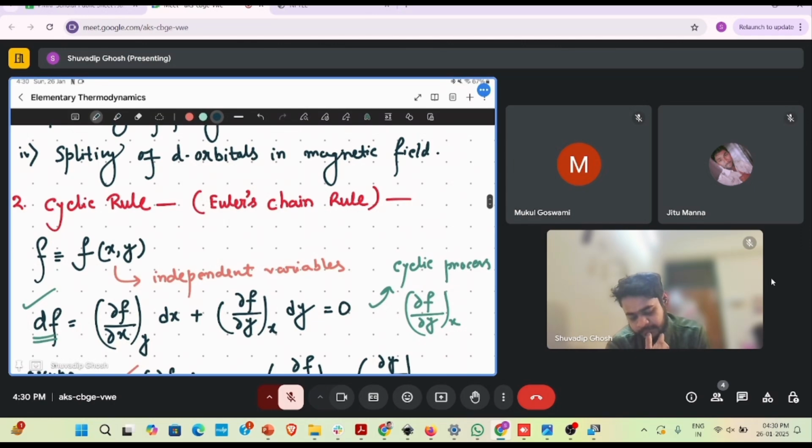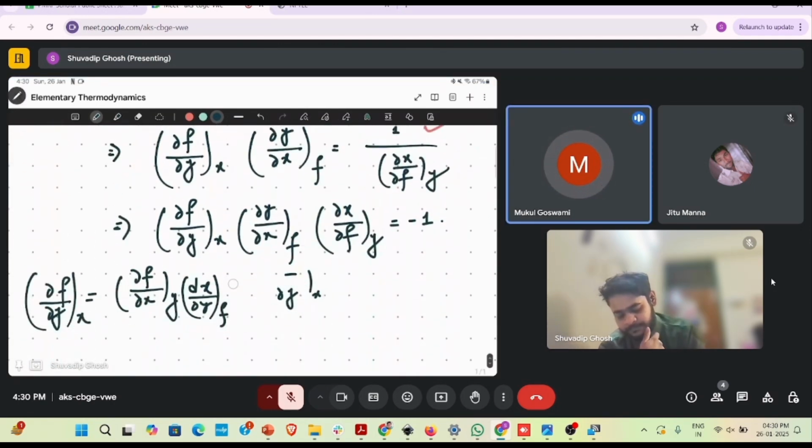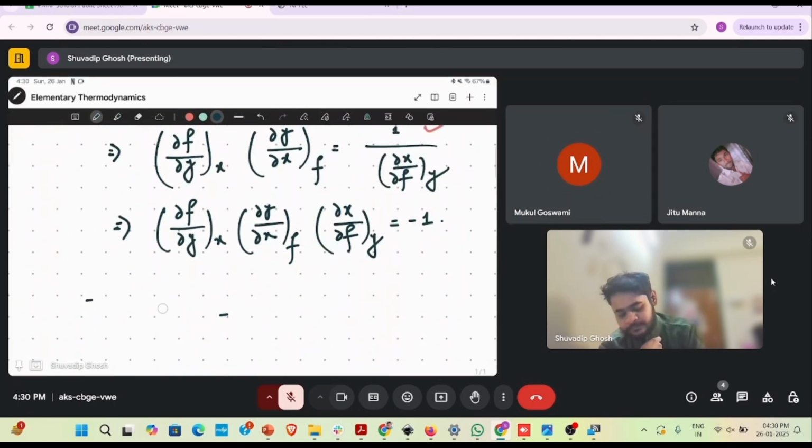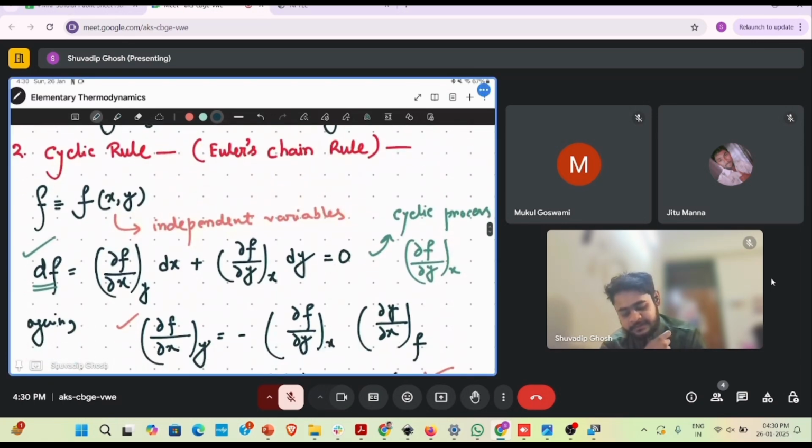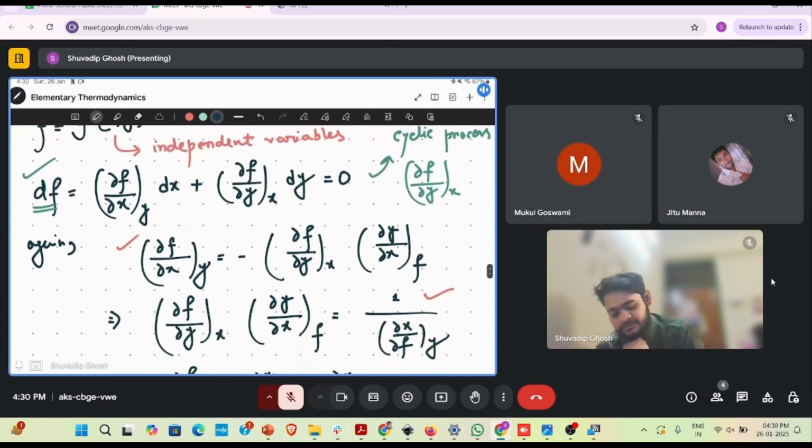From here, but there is two del f del y at constant x. No, this is 0, right? You have to take it. Yes. This is 0. So when you just rewrite it like this, you can write this. Yes. Take this dy to this side.